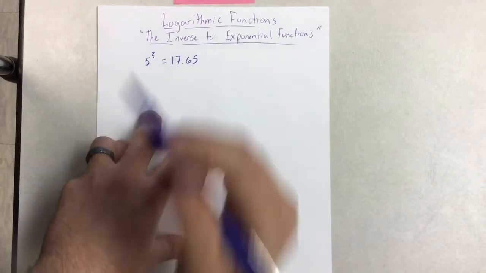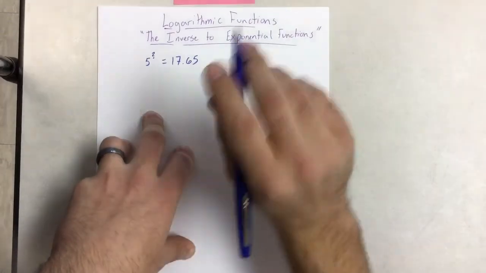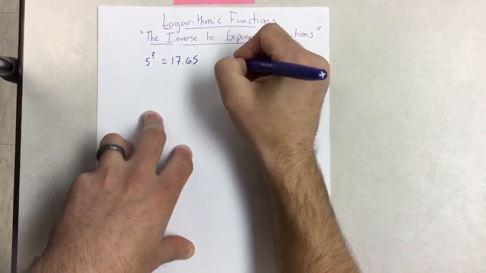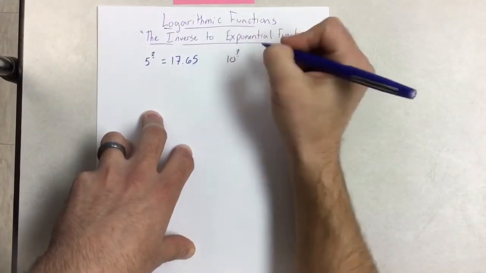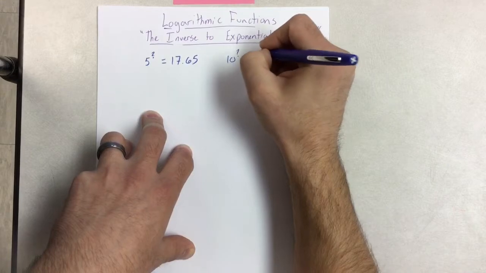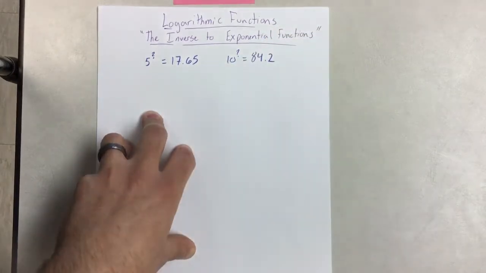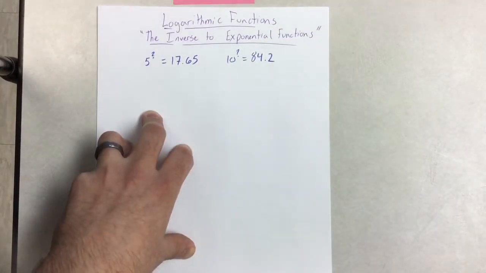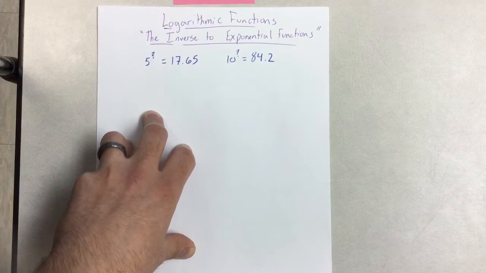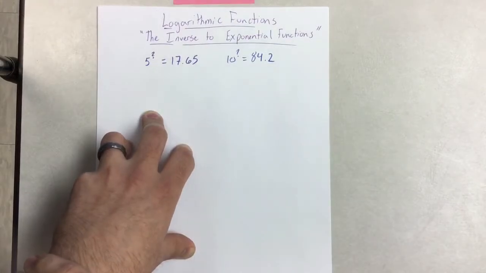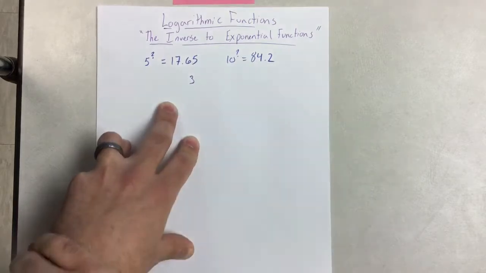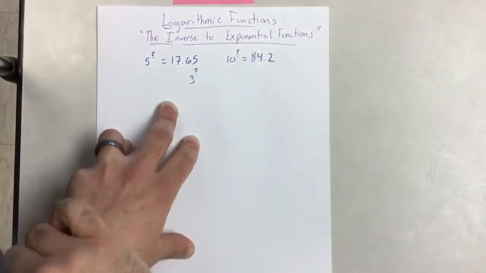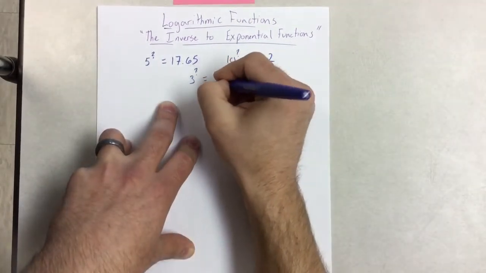I would be really impressed if you knew what it was. So let's try this one out. Maybe it's something a little simpler. What power do I have to raise 10 to for it to equal 84.2? Still can't quite figure out how to do this, or what the answer would be. Well, okay, let's try this one. You have to know this one. 3 raised to what power equals 34.1?